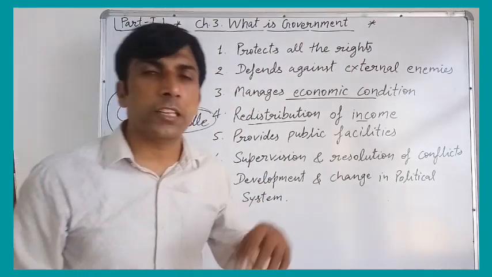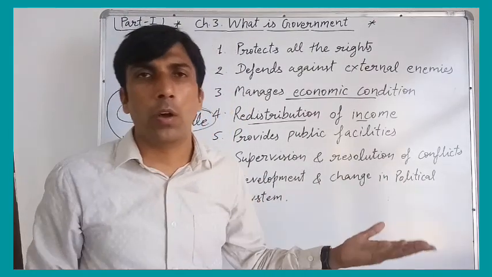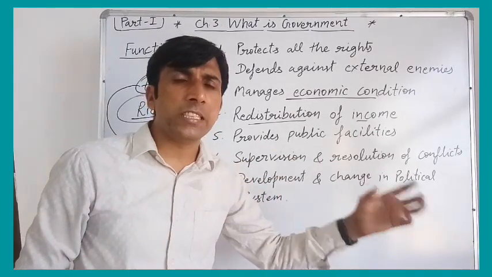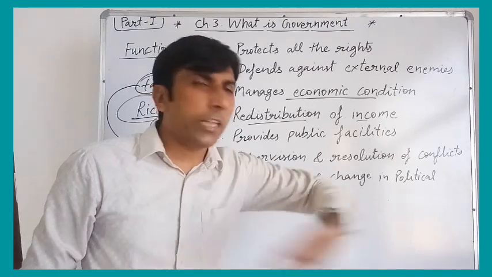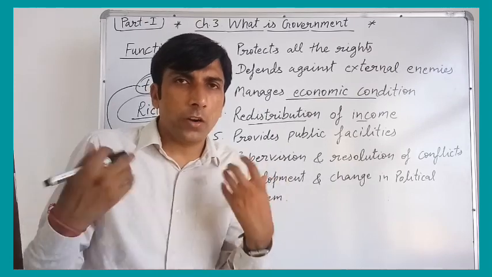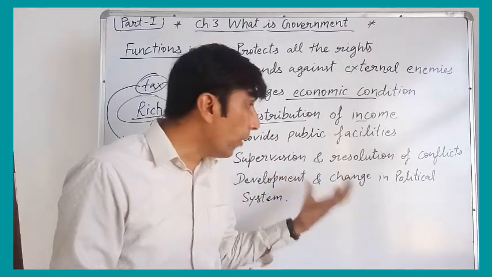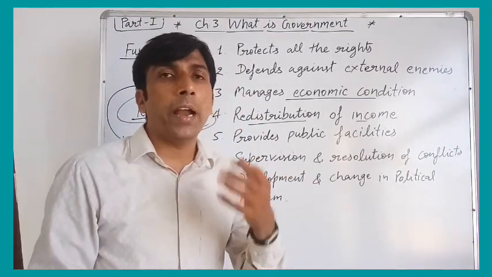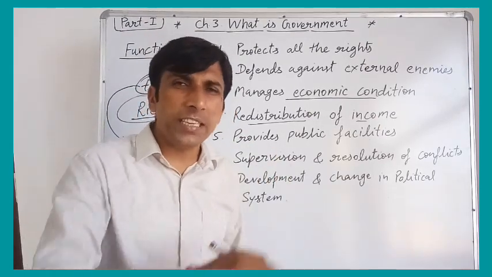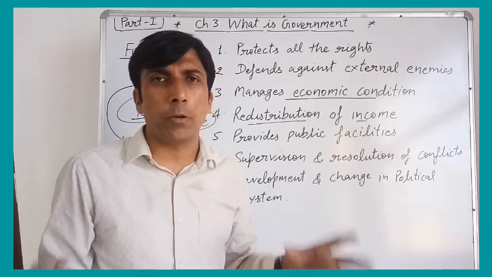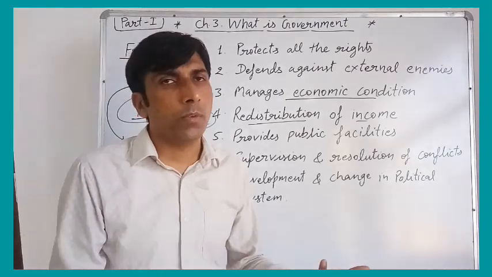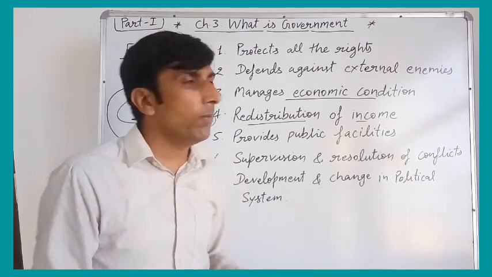For example, earlier there was no anti-defection law. Leaders, after winning the election on a particular political party's ticket, used to leave that party and join another party, right, for their own selfishness. But now it is completely prohibited due to the anti-defection law passed in 1985. So these kinds of laws and acts were passed by the government to develop and change the political system, bringing positive changes in the political system.